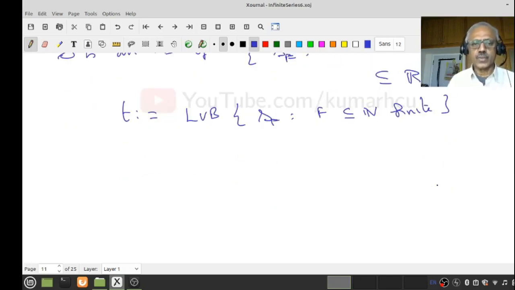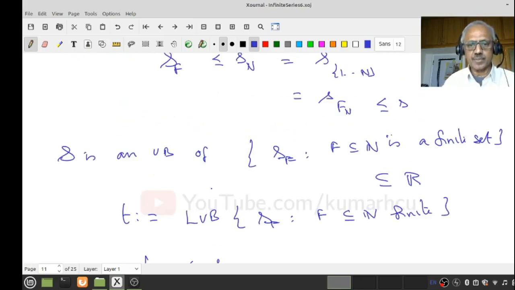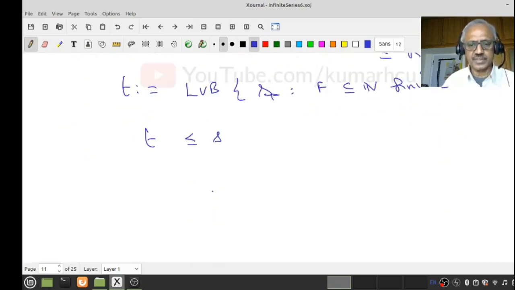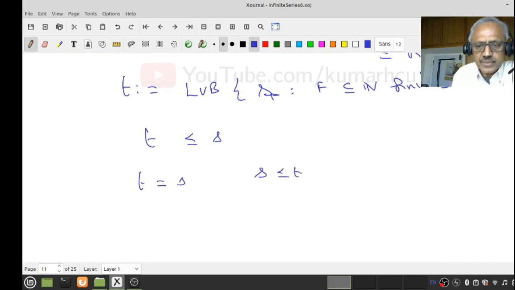So what is the relation between T and S then? Because T is the LUB of S_F and S is an upper bound of the S_F's, therefore T is less than or equal to S. Now we claim T equals S. That is, we will prove S is less than or equal to T. Why is that true?